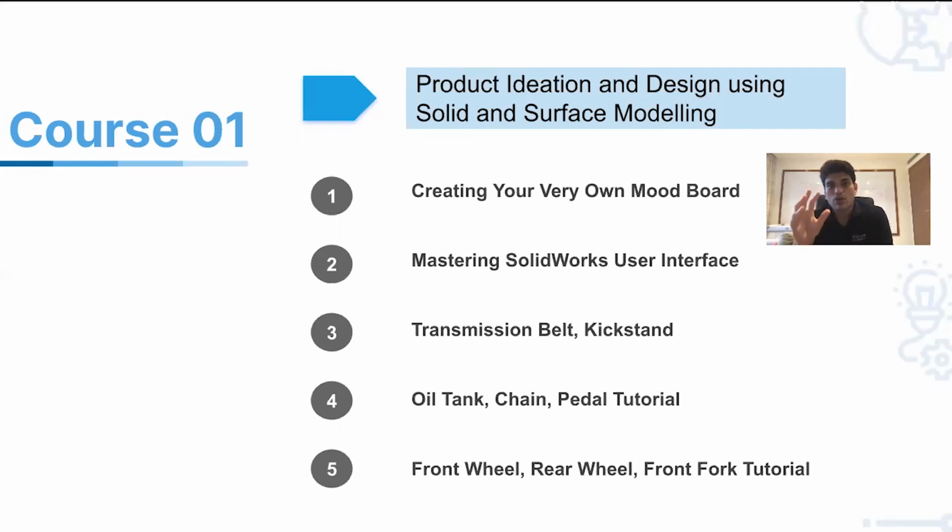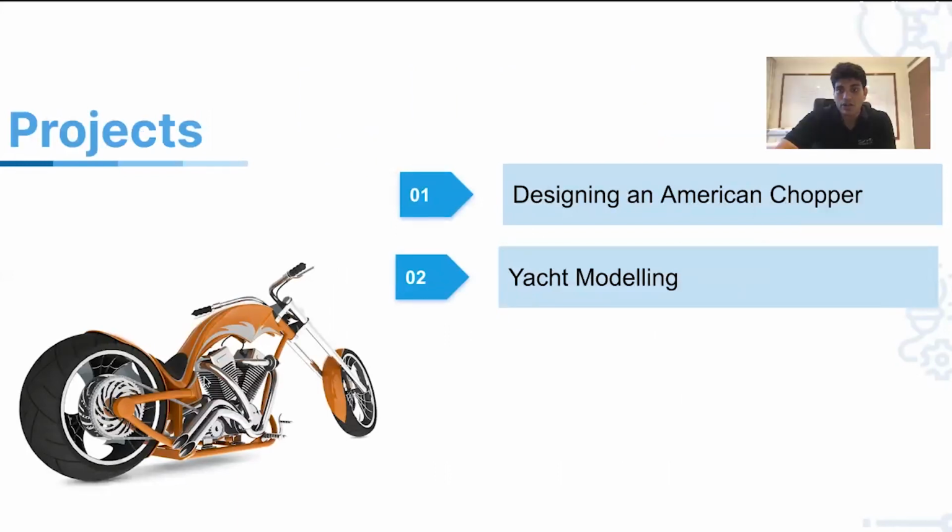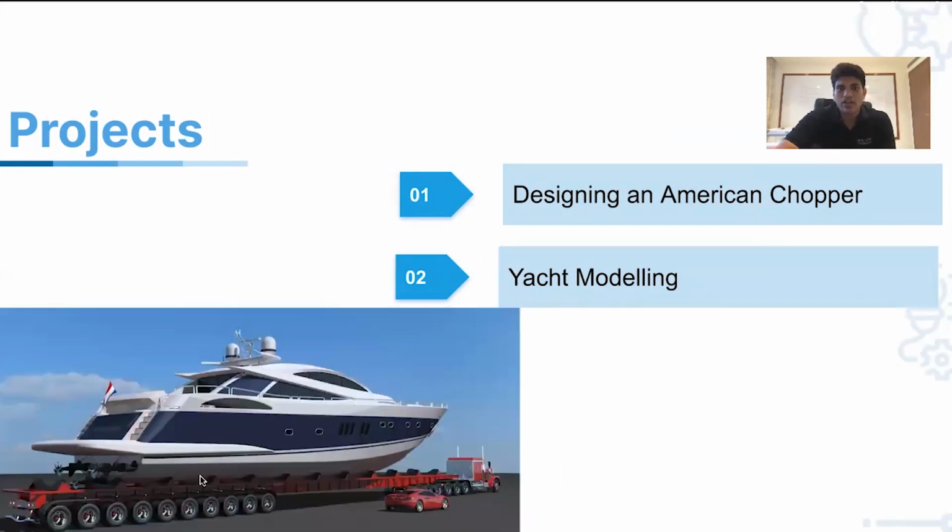The surface model you will be designing is a yacht. So this is the kind of project that you will be working on. And so you will design an American Chopper, and this is the model that you will end up designing. Then you will basically have your yacht, right? This is a surface model of a yacht that you will be working on. So this is the first coursework, right?